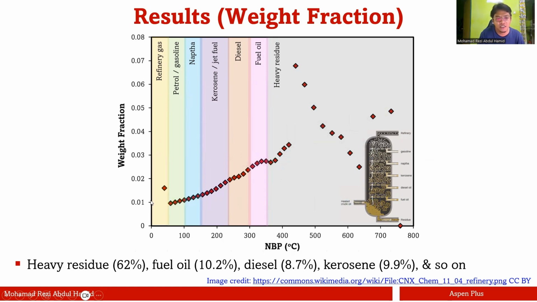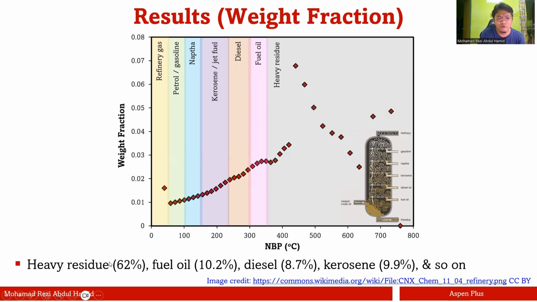So as you can see, it goes up and then suddenly jumps, and at different temperatures they have their own fraction. But if I were to guess, it is basically an approximation of the temperature of how much of the fraction belongs to the refinery gas. So basically, the first section here is refinery gas. The second section is basically petrol or gasoline, naphtha somewhere here, kerosene, diesel, fuel oil, and the rest is basically residue because they have a normal boiling point of around 350 and above.